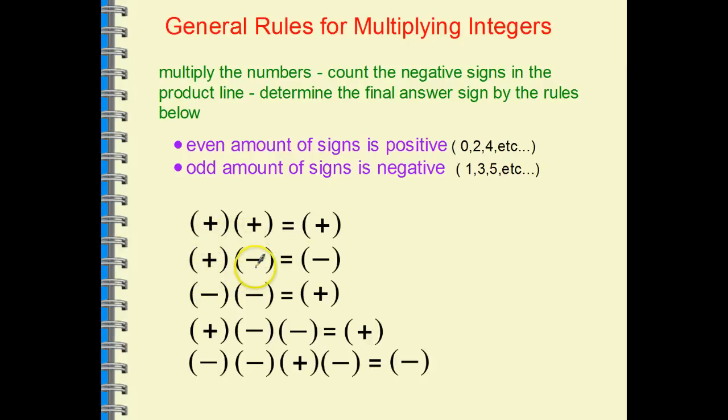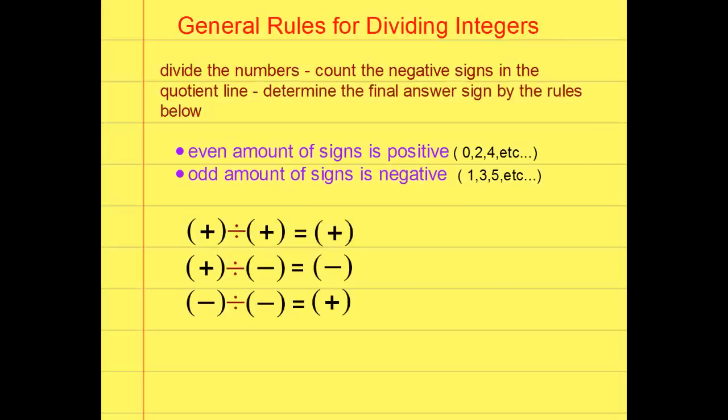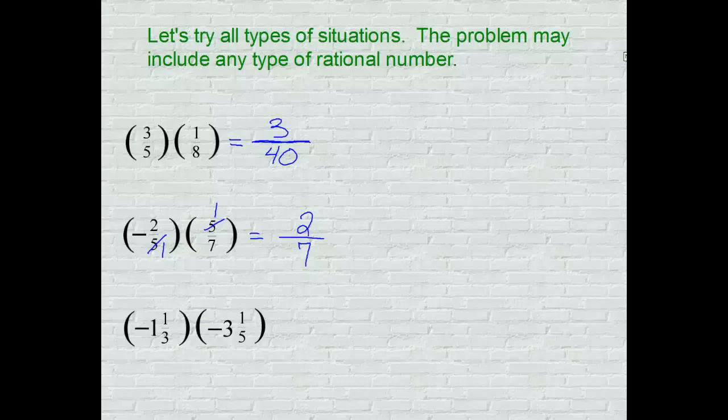What is the answer? Negative. So there's one negative sign. We come up to the top here. If the amount of negative signs is an odd number, in this case there was one, and one is an odd number, that means your answer is negative. So we have negative 2/7, or negative 2/7, or negative right in the middle, negative 2/7.